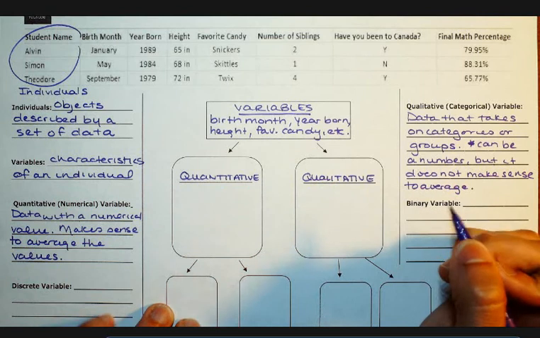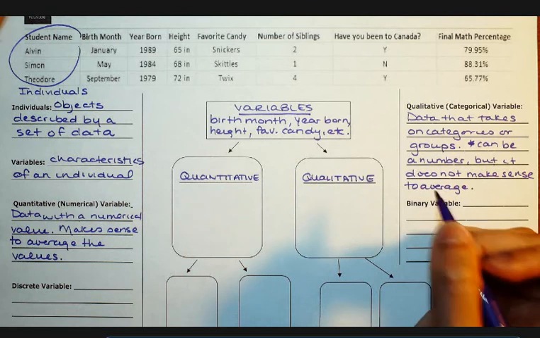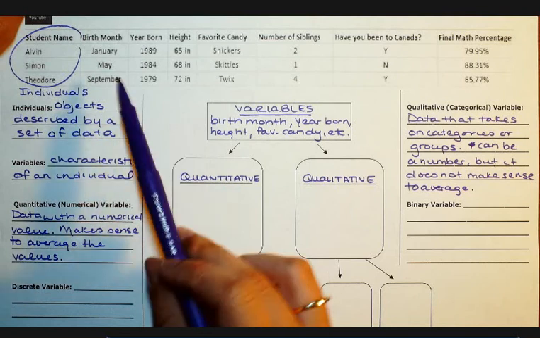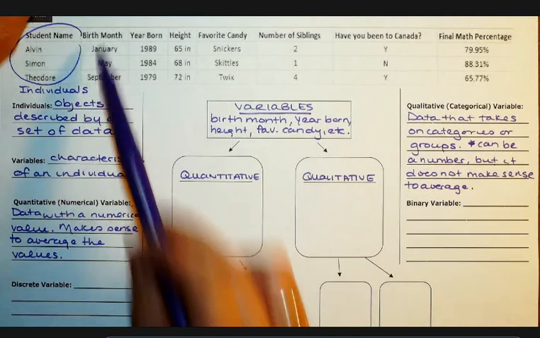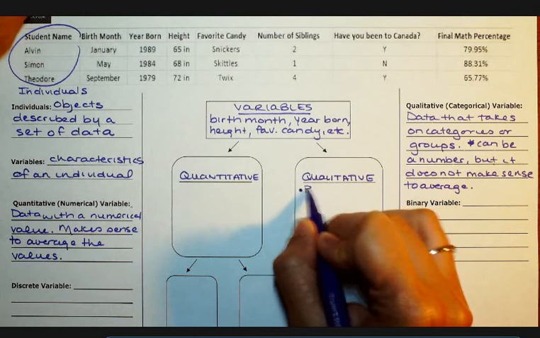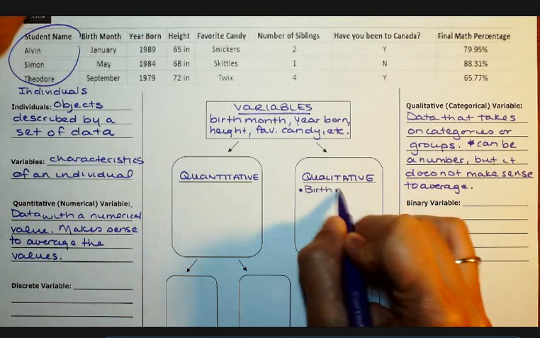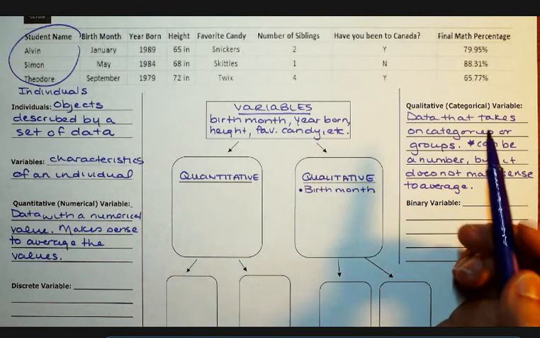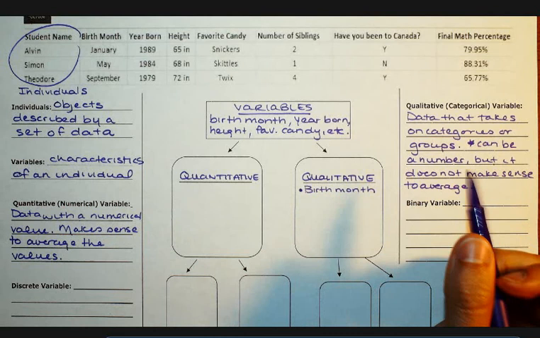So looking at the variables we have in the data table, the quantitative ones are the numbers. So birth month, well, birth month is a category. You can see that the words are categories, so that is going to be in our qualitative section. The next variable is year born. Now, even though year born is a number, that would be considered a category because it doesn't make sense to average all of the birth years.